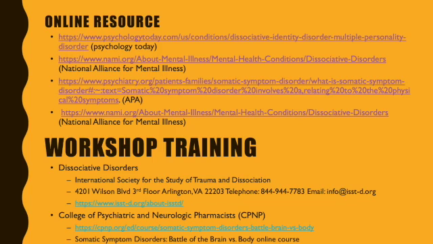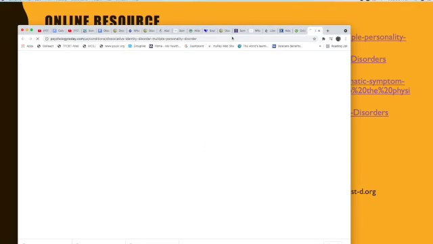So now I've got a few online resources. For the most part, I use Psychology Today, the National Alliance on Mental Illness, and the APA, and I use them to get some additional resources that can talk about some of the things we're doing. So for somatic symptom disorder as well as dissociative disorder, these were a couple of good articles that I saw. So let's just take a look real quick.